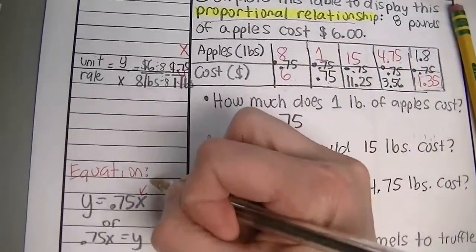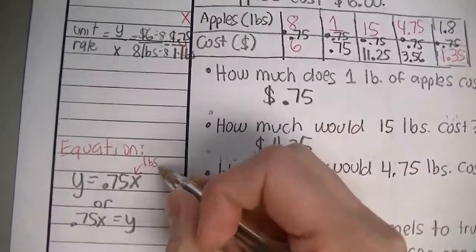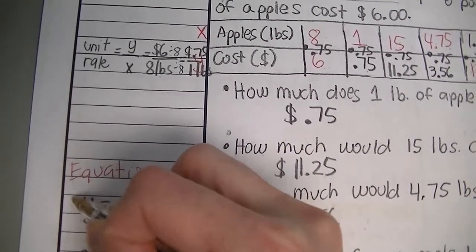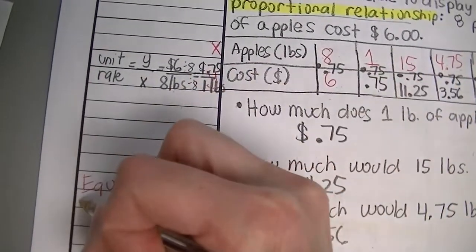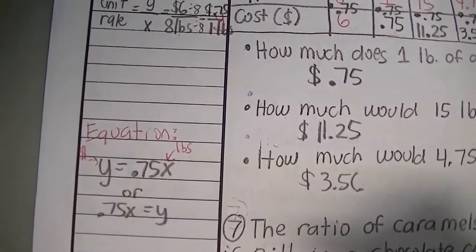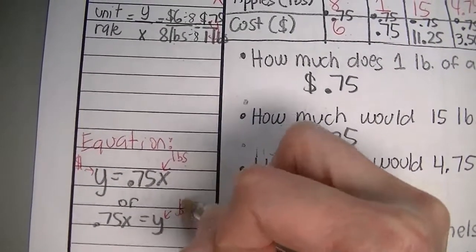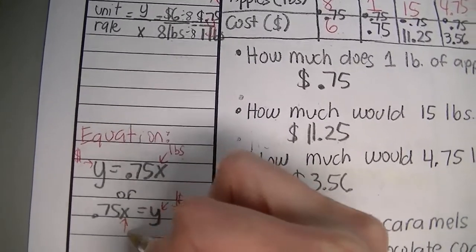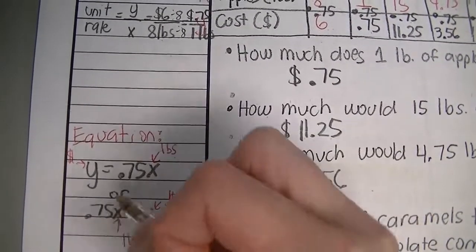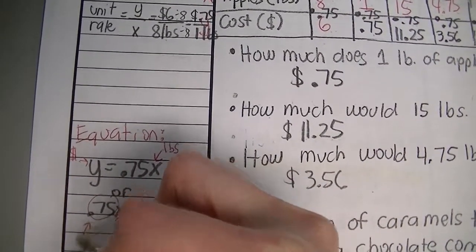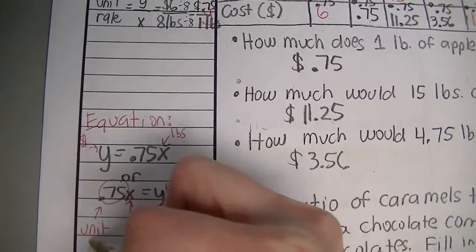X represents pounds of apples. You just abbreviate with pounds. And y represents the cost in dollars. So you can even put a dollar sign right there, okay? Same with this one, cost. And then right here is the pounds of apples. And remember, this right here is the unit rate. That's how much 1 pound of apples costs.